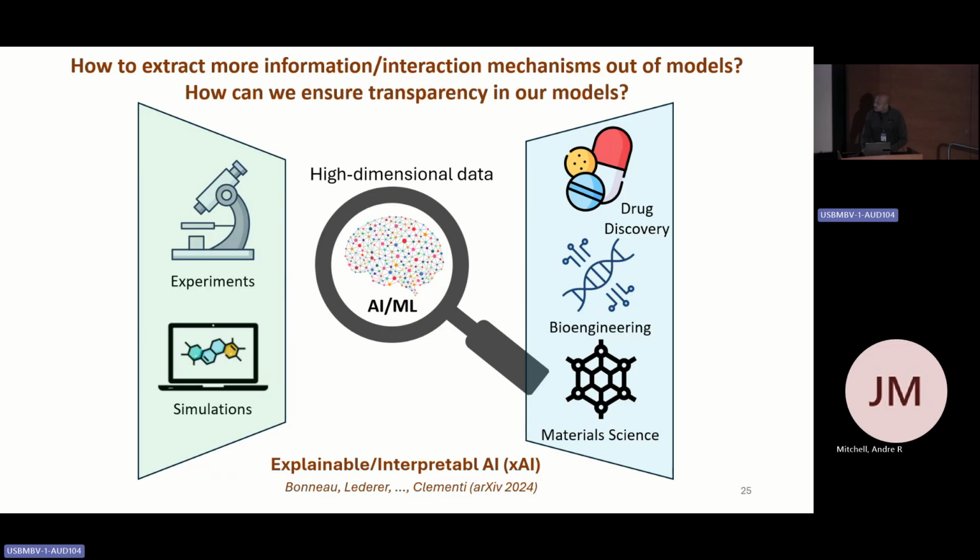So this brings me to the last part of my talk, which is how can we extract more information or interaction mechanisms out of models, and how can we ensure transparency in our model. So this relates to explainable or interpretable AI methods that people have been working on, and some work has been done. For example, the one that I cite over here.